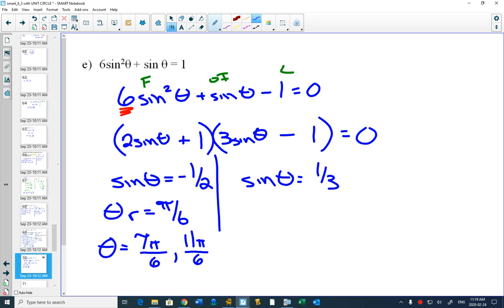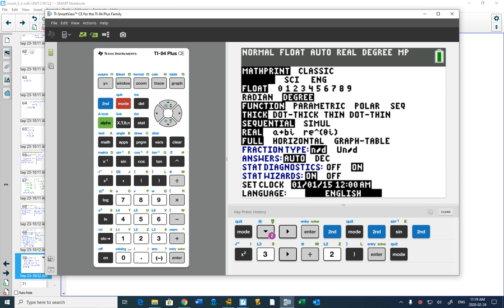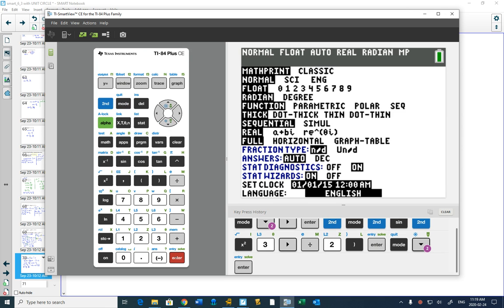1/3, though, is not on your unit circle. It's less than 1, so it can be done. So here, you're going to need to use your calculator. You need to find your reference angle the same way you found your reference angle in grade 11. You're going to type sine inverse in your calculator of positive 1/3. You're going to make sure that your mode is in radians.